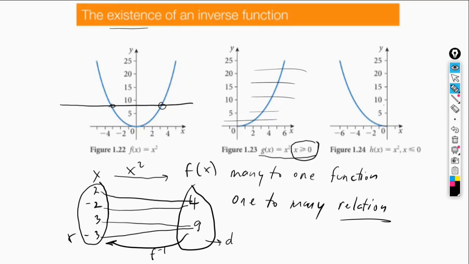On the other hand, you can restrict the domain to all x values that are less than or equal to 0, and this would also have an inverse because, as you can see, it easily passes the horizontal line test.